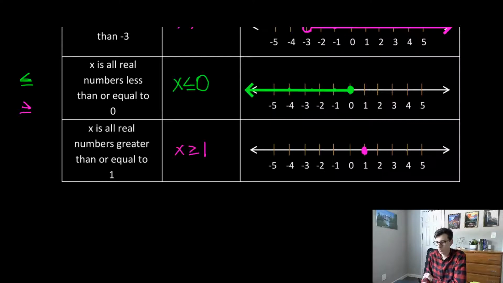And then, well, 4 is greater than 1. 5 is greater than 1. 2 is greater than 1. Pi, which is somewhere around here, is greater than 1. So, we'll increase that size. All of the numbers greater than 1. So hopefully this helps you write and graph inequalities.